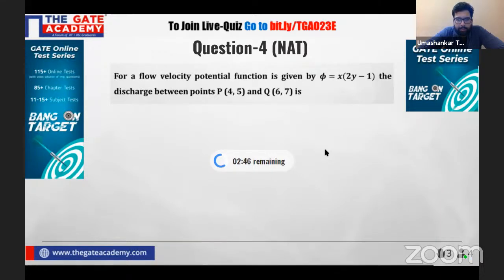Please answer it. I hope we can do it. We read this concept in kinematics, my dear. Discharge. We calculate the discharge in kinematics, right? We calculate the discharge in the kinematics chapter. We just have to do the same thing. We have to follow the procedure. So definitely we can answer this.